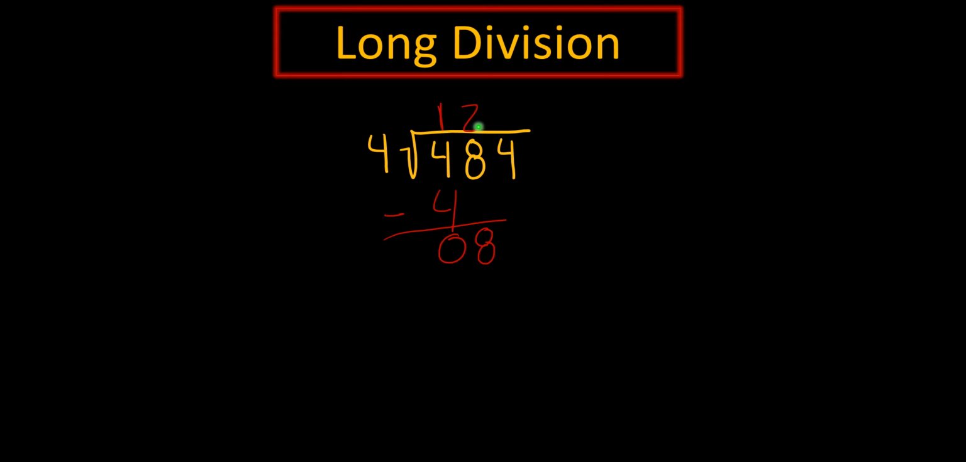So we agreed that 4 times 2 gives us 8. We're going to add an 8 here. Subtract the difference, get 0. So the next thing we do is bring down our other digit, 4. And we say 4 goes into 4 how many times? That's right, it's going to be 1. And so 4 times 1 is 4. 4 minus 4 is 0. And therefore our answer is going to be 121.